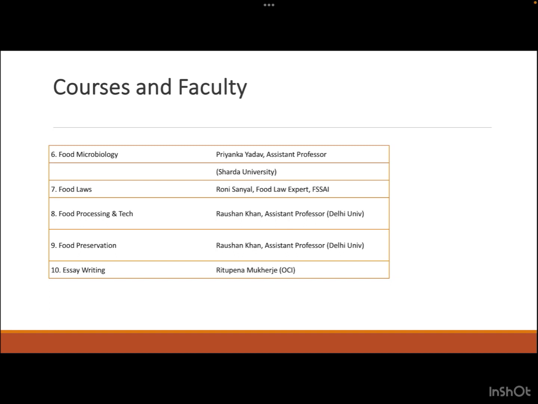Food processing and technology will be taken by Mr. Roshan Khan, who is an assistant professor at Delhi University. Food preservation will be taken by Roshan Khan sir only, and then the essay writing will be taken by Ritupena Mukherjee ma'am from OCI.